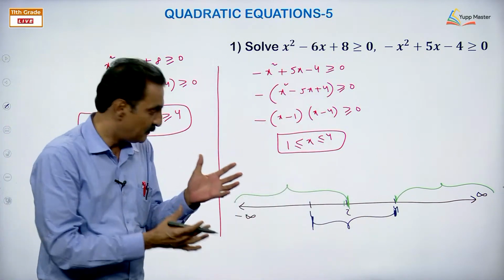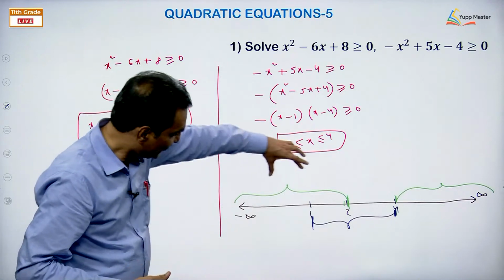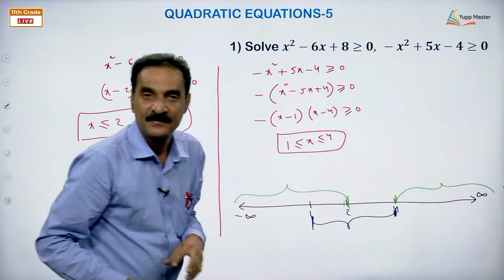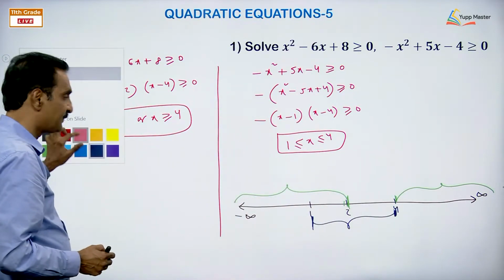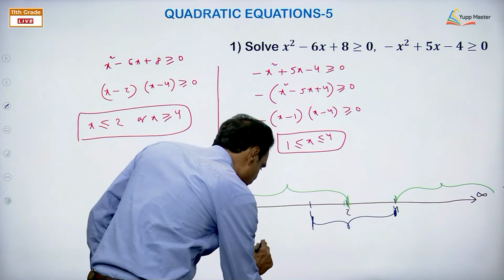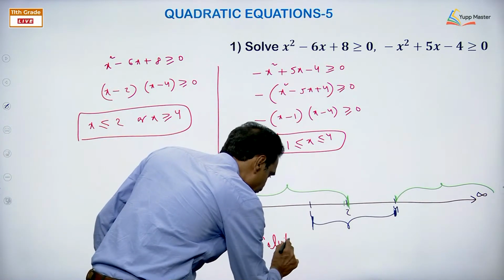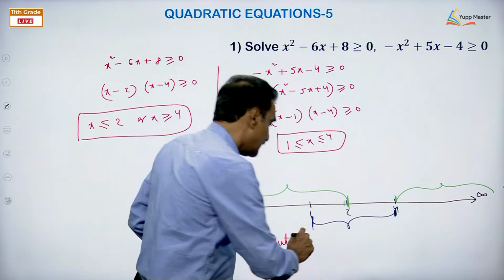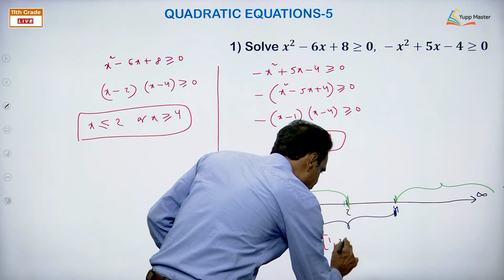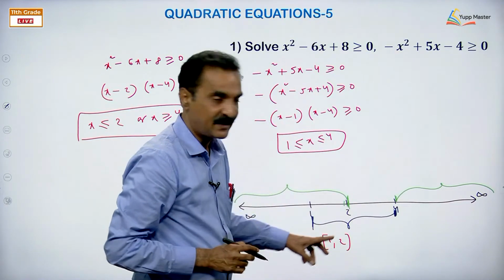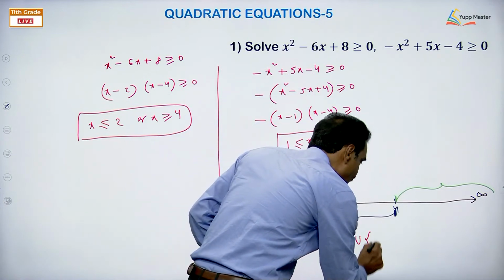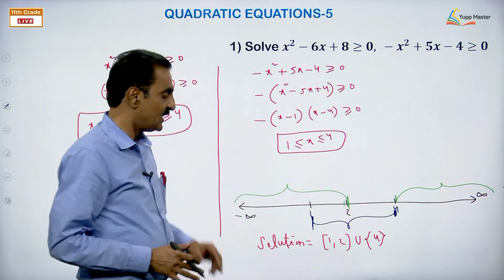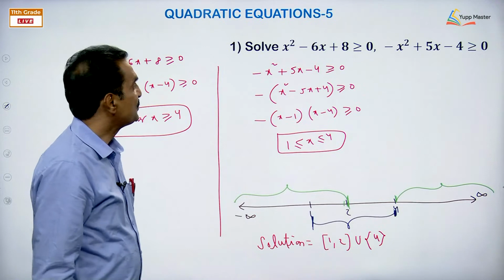Now, what is the matching interval, the common interval? These two are matching here, and only at 4 they are matching. So, what is the answer? What is the solution? 1 to 2, including 1 and including 2, both square brackets, union only the single number 4. We will write a single number with a flower bracket. So, this is the answer. Next question.